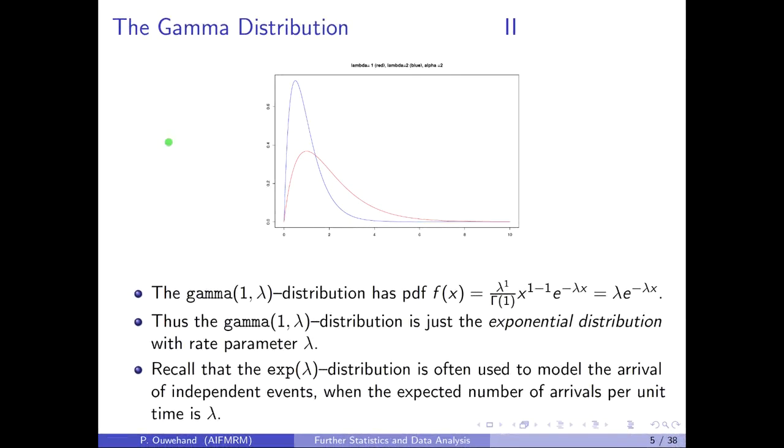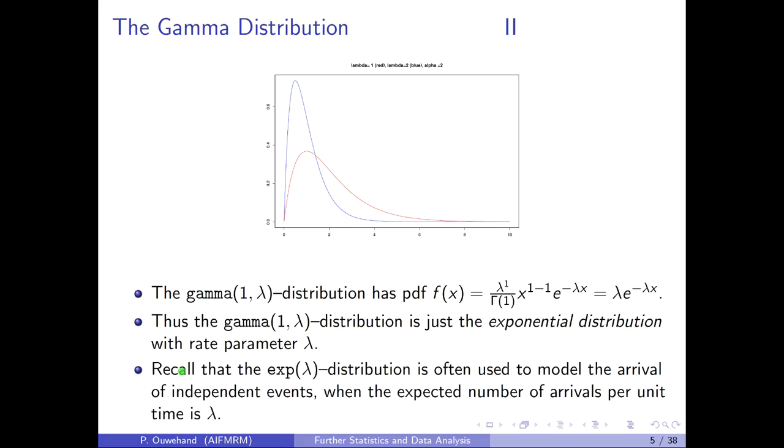Consider now the gamma distribution with shape parameter alpha equal to 1 and rate parameter lambda. Its PDF is just given by lambda to the 1 over gamma(1) x to the 1 minus 1 e to the minus lambda x, and that simplifies to lambda e to the minus lambda x. Now that's a density function that you ought to recognize. It's just the density of an exponential distribution with parameter lambda.